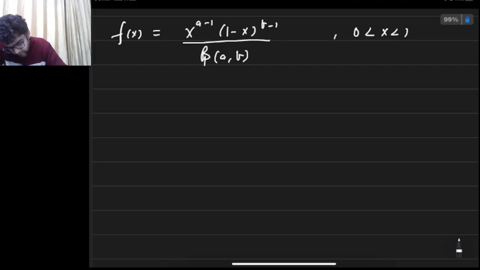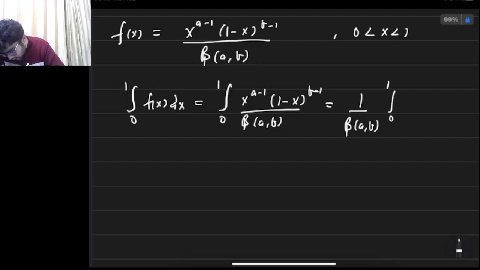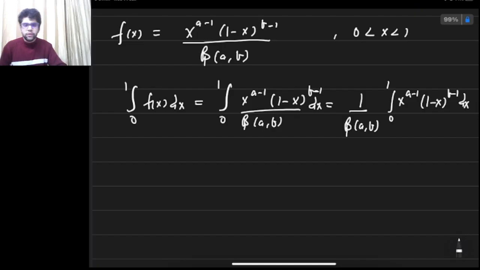Let's check if this is a valid PDF. So the integral from 0 to 1 of f(x) dx becomes the integral from 0 to 1 of x to the power a minus 1, 1 minus x to the power b minus 1, divided by beta a comma b. If I take beta a comma b out of the integral, I will be left with the integral from 0 to 1 of x to the power a minus 1, 1 minus x to the power b minus 1 dx. This was dx, I just missed the notation.